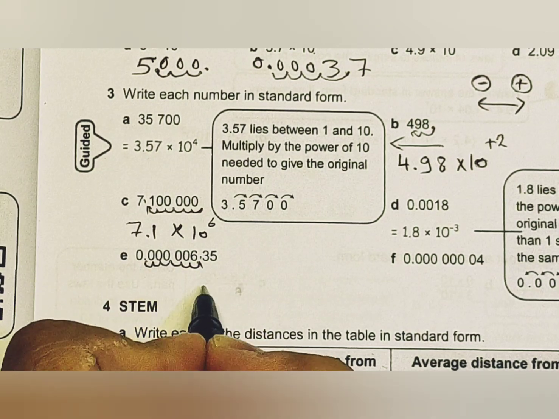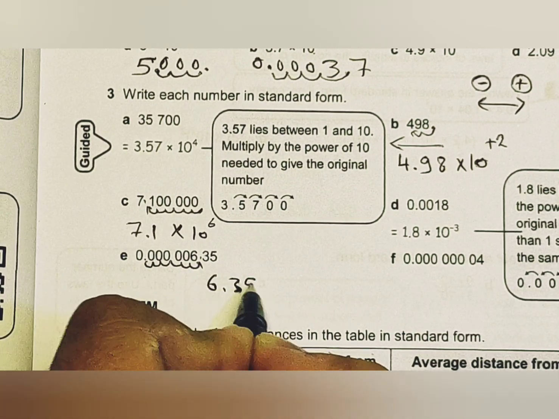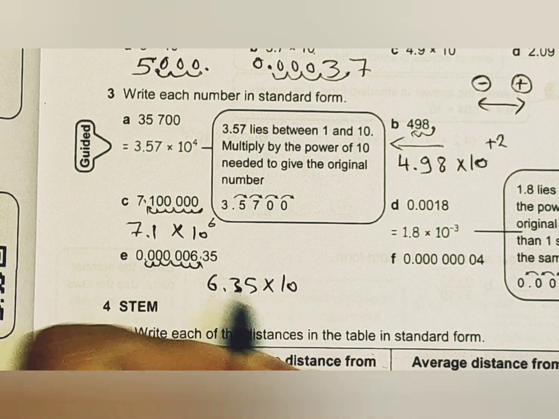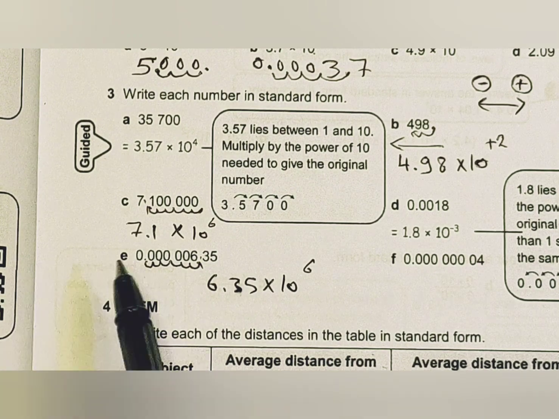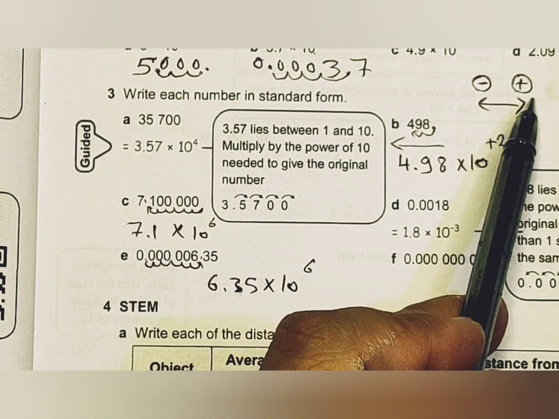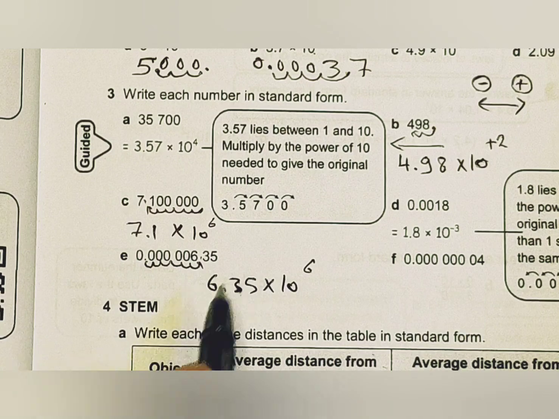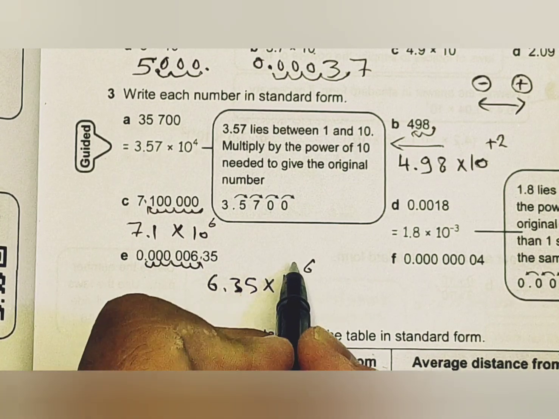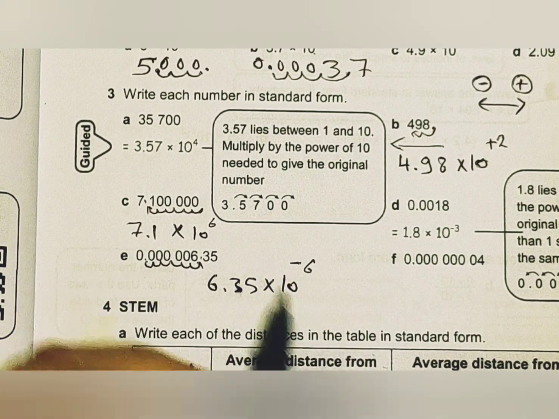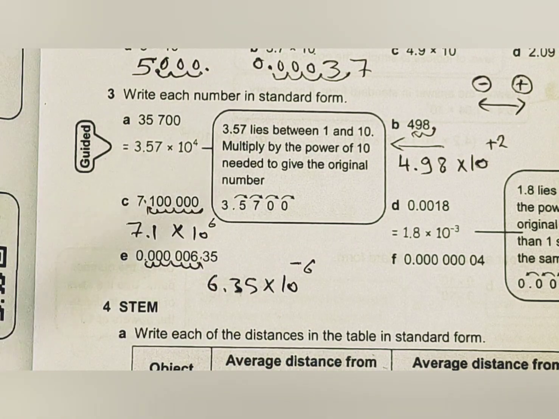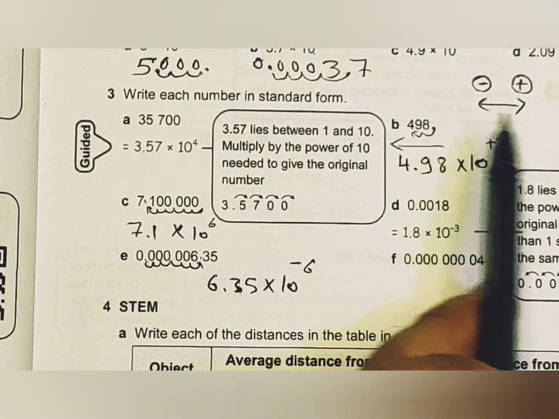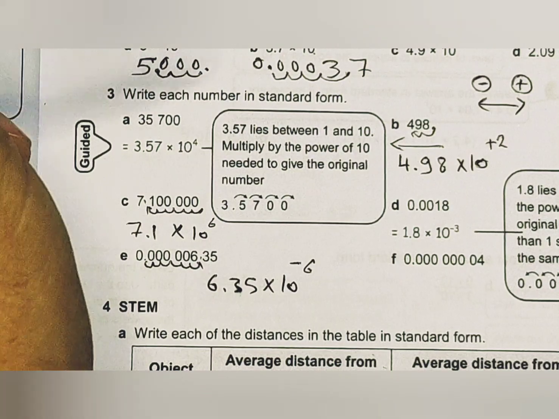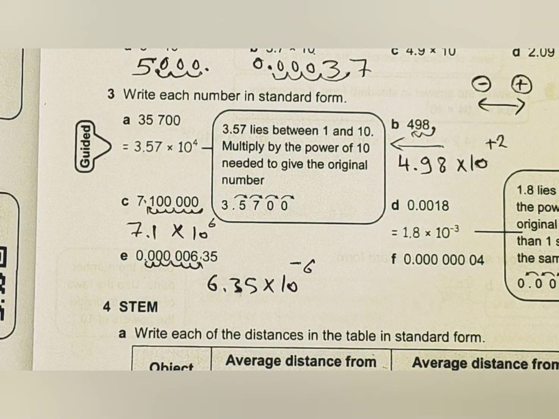And then I write the number, which is 6.35 multiplied by 10. And because I moved it 6 times, it's going to be power of 6. Now, because I went to the positive side of the x-axis, I'm going to make the opposite power. So it's going to be negative 6. This idea is used when you turn ordinary to standard. So when you turn ordinary to standard, you follow the opposite of the x-axis. When you turn standard to ordinary, you follow the x-axis.